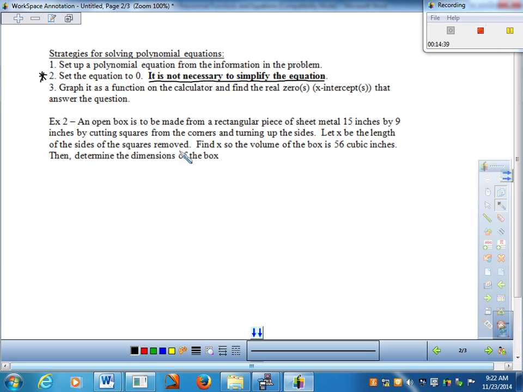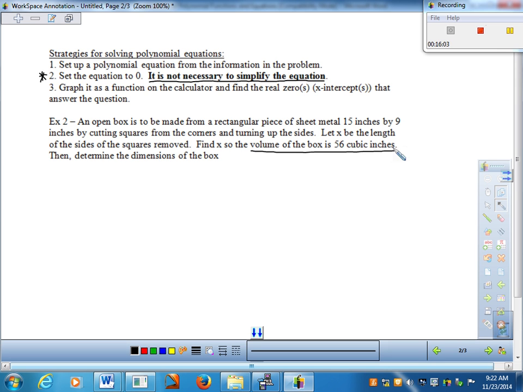An open box is to be made from a rectangular piece of sheet metal, 15 inches by 9 inches, by cutting squares from the corners and turning up the sides. Let x be the length of the sides of the squares removed. Find x so the volume of the box is 56 cubic inches.